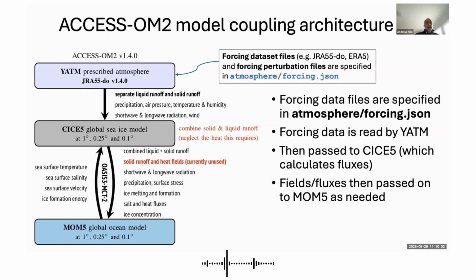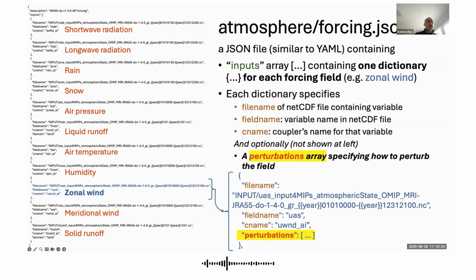The way YATM knows which forcing files to use for each of the forcing variables, such as the runoff, precipitation, air pressure, temperature, radiation and wind, is that it looks in a file in the atmosphere directory called forcing.json. That file looks like this. It's probably a bit hard to read on the left, but I've pulled out one of these entries and expanded it below. So it's a JSON file.